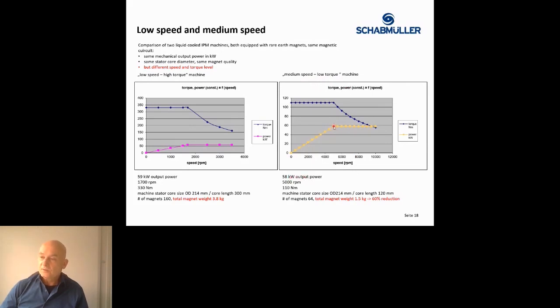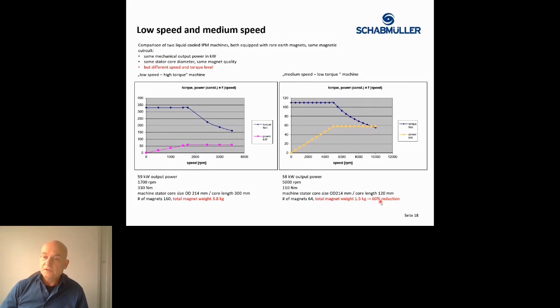So if we convert that machine to a medium speed, low torque machine, we can also get 58 kilowatt output power, but at 110 Newton meter only, and 5,000 RPM. So the machine has the same core diameter, but we only need a core length of 120 millimeter. So we have only 64 magnets in the machine. The total weight is 1.5 kilogram. So this is already a 60% reduction of magnet weight in this machine.